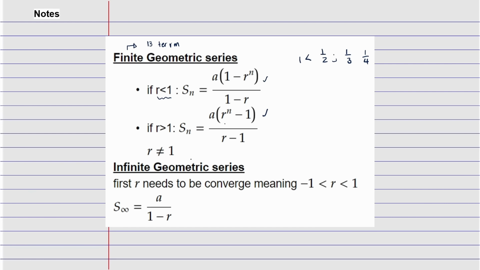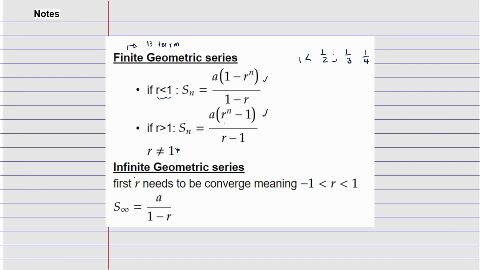And one more thing is that r can never be equal to 1. So this is very important. Your r can never be equal to 1, right? So that's one thing that you need to understand. That's when you are looking for finite, right? Finite meaning that you know where you're ending. It's either 13, 10, or whatever, but you know where you're ending. You have a terminal point, right?